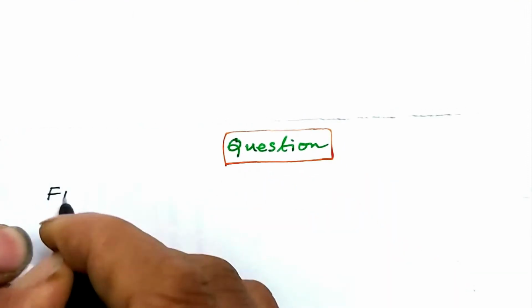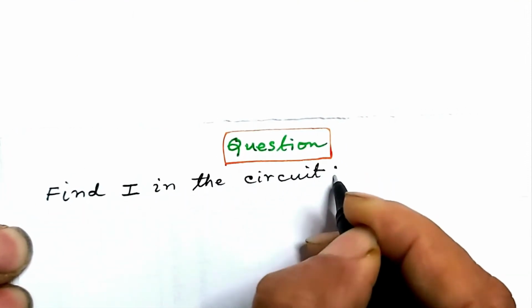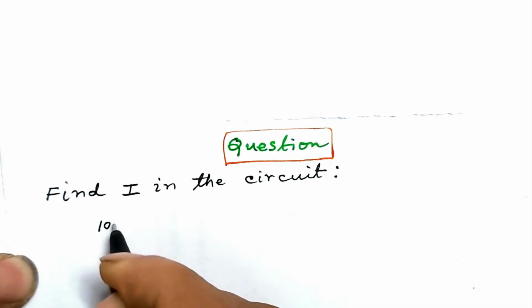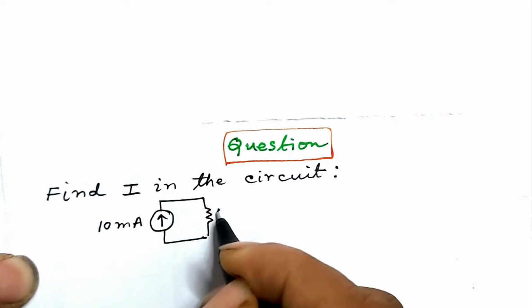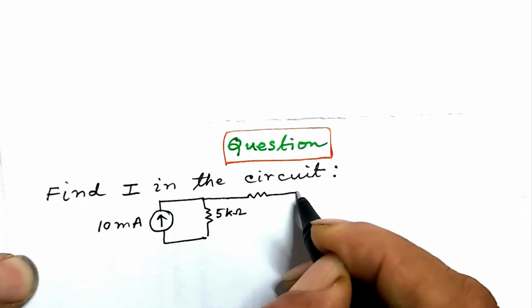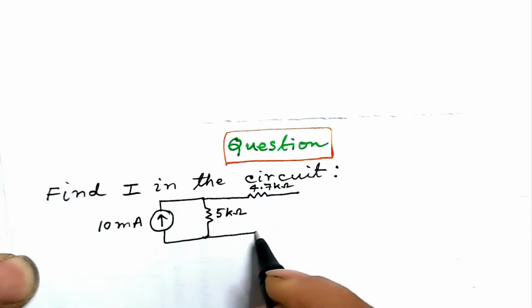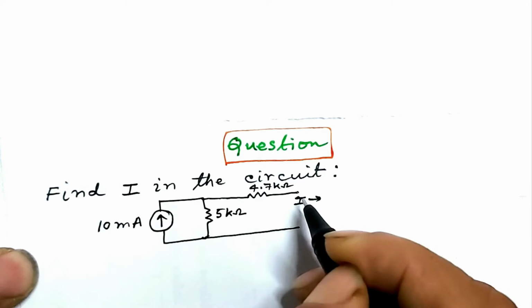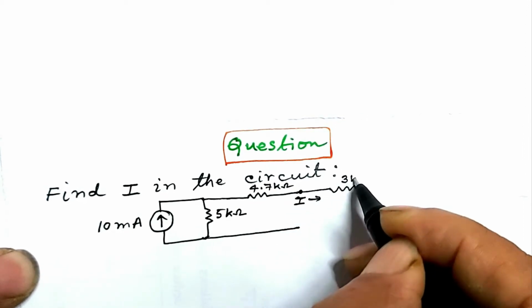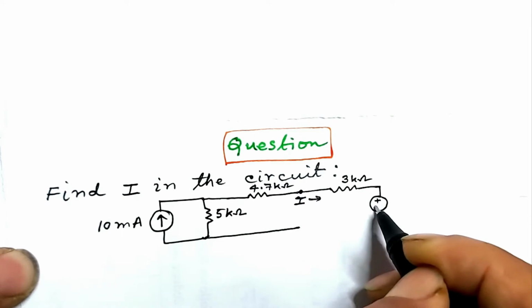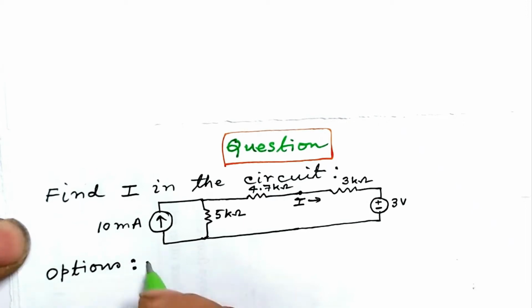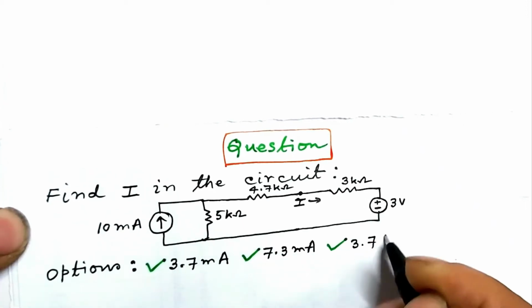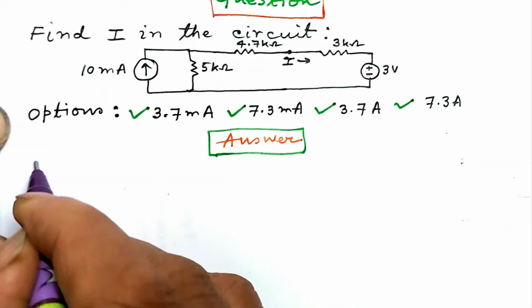Next question. Find I in the circuit and let us show it. There is a 10 milliampere current source in parallel to 5 kilo ohm resistance. This is a 4.7 kilo ohm. Current through it is I say. It flows through another resistor 3 kilo ohm, and this is a voltage source of 3 volt. The options for current I are shown. Let us analyze the circuit to find I.